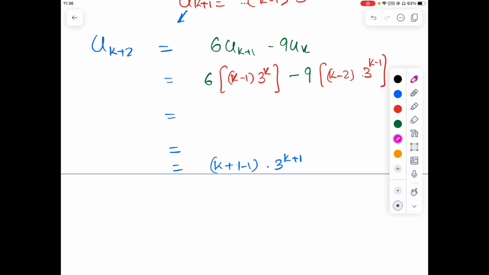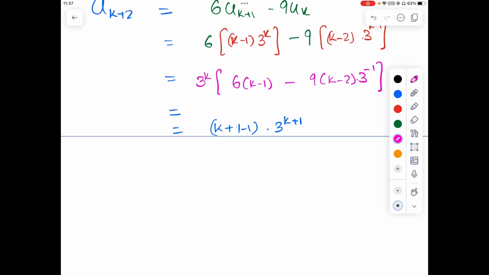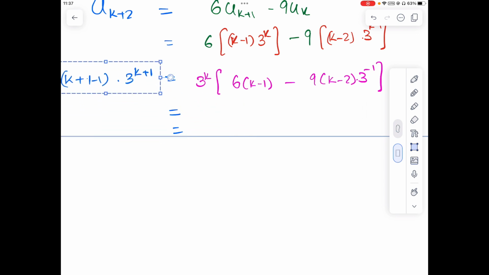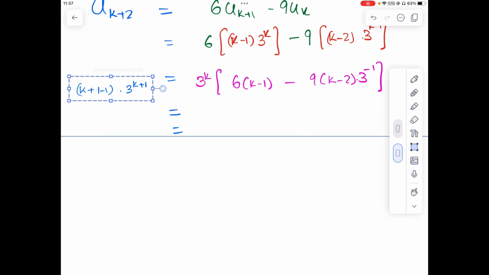I am going to take 3^(k minus 1) common. So what is left over? 6 times (k minus 1) minus 9 times (k minus 2) times 3^(-1). So I have taken 3^(k minus 1) common. So what does that become now? Remember that this is our required thing. We will keep it there for a moment.